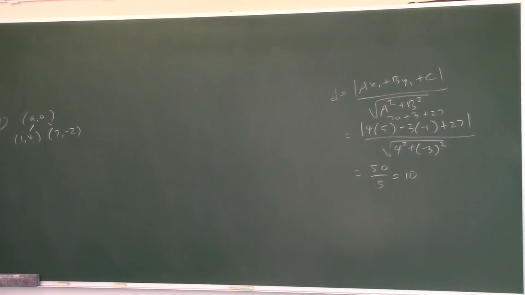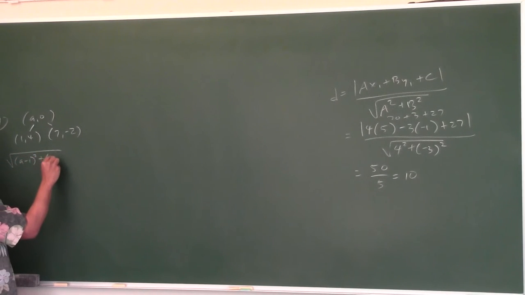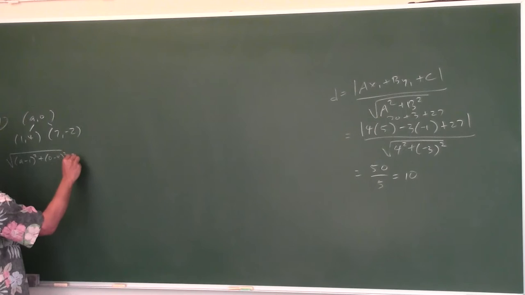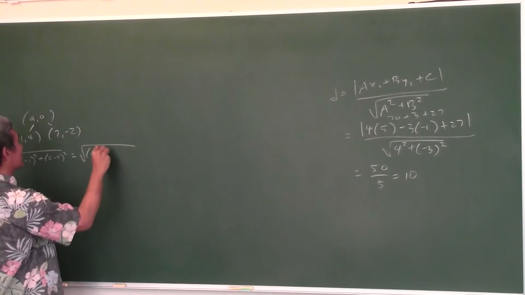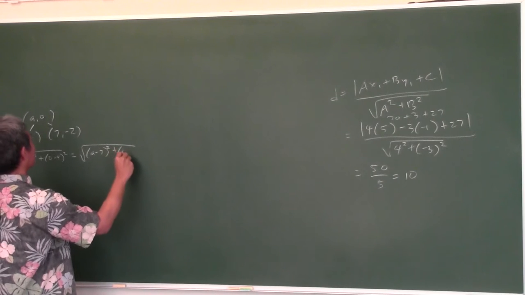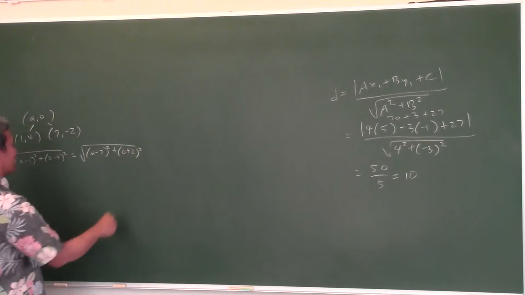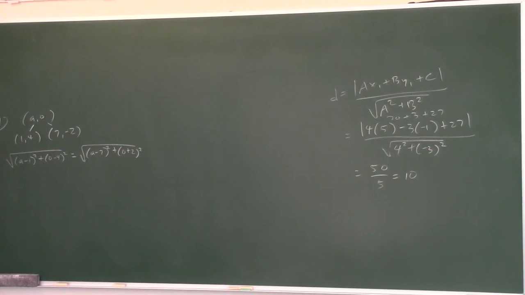And do we know how to find the distance between 2 points? Yes, you use the distance formula. So what's the distance formula between these 2 points? The square root of x minus x squared plus y minus y squared. And we want that equal to this distance, which is the square root of a minus 7 squared plus 0 plus 2 squared. I think you can solve this equation, but we just can't take any chances.